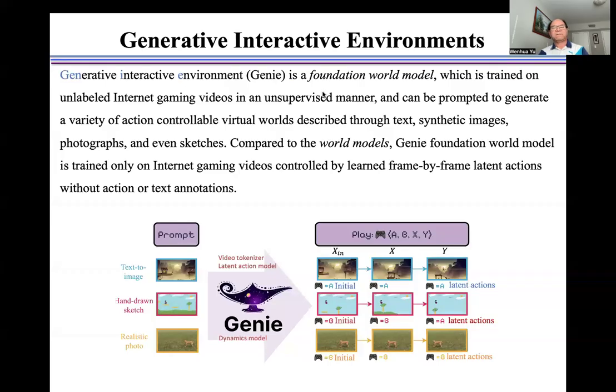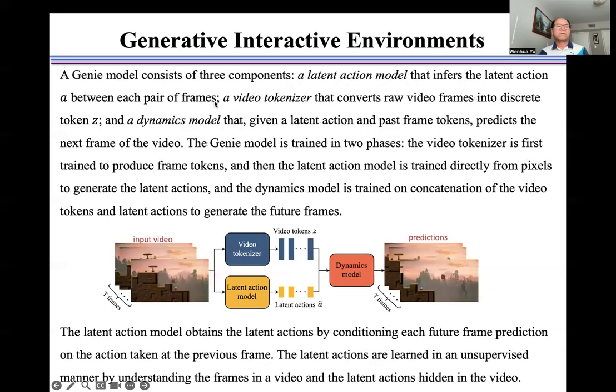even sketches. Compared to other world models, the Genie foundation world model is trained only on internet gaming videos, controlled by learned frame-by-frame latent actions without action or text annotations. As shown here, these three types of prompts, X, Y, and generations are conditioned on the previous frame and the latent action.